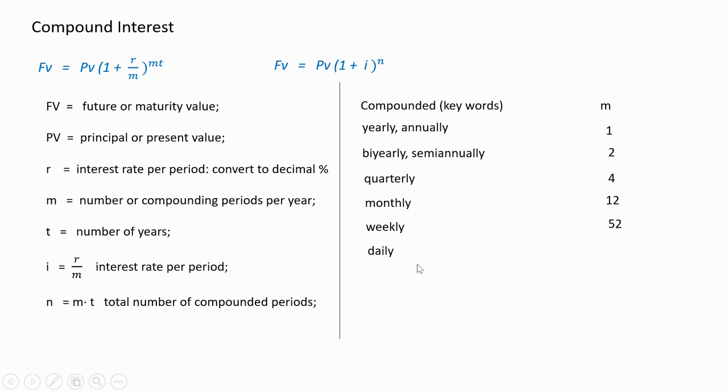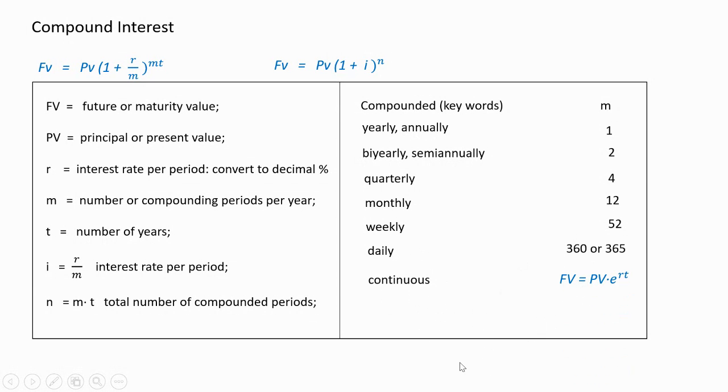Daily. Hey guys, for daily, most of the time it's 365, but at times the book wants you to use 360. If the book doesn't tell you to use 360, you use 365. And again, if the book tells you to use 360 and the problem says to use 360 for daily, then you use 360. If not, use 365. Now, how about continuous? Continuous, guys, is a totally different formula. The formula changes.